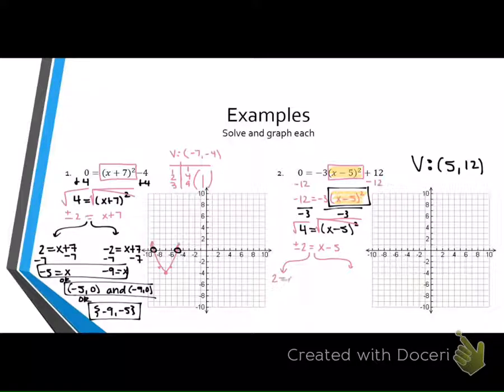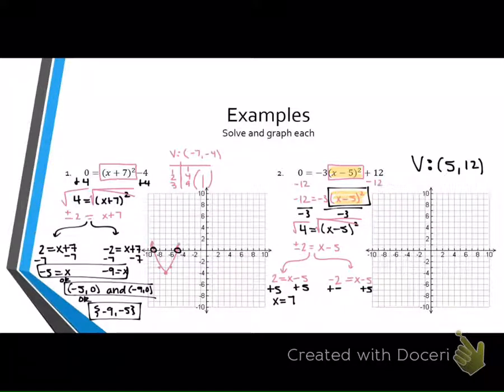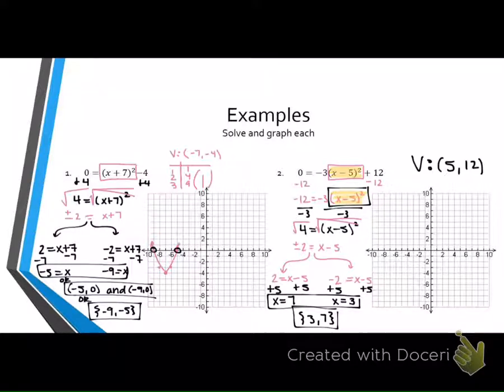So I get 2 equals x minus 5 and negative 2 equals x minus 5. And then I solve them. So I get x equals 7 and x equals 3. And I said you could write this up in so many different ways. I don't really care which way you do it. I'm going to do these 2 ways this time. Those both work.